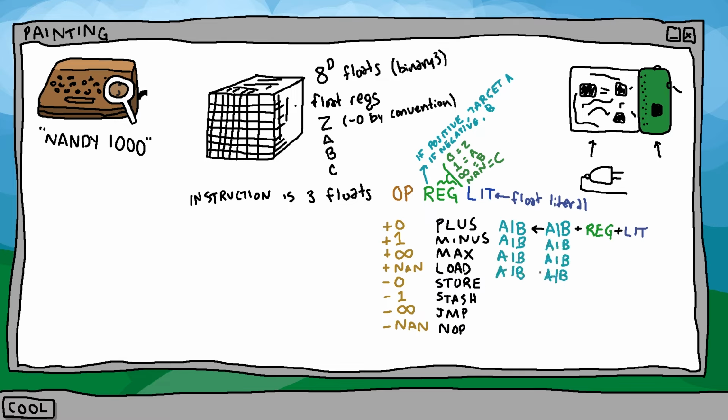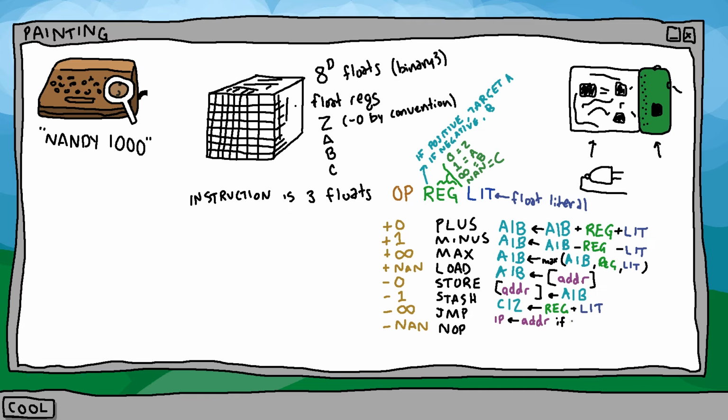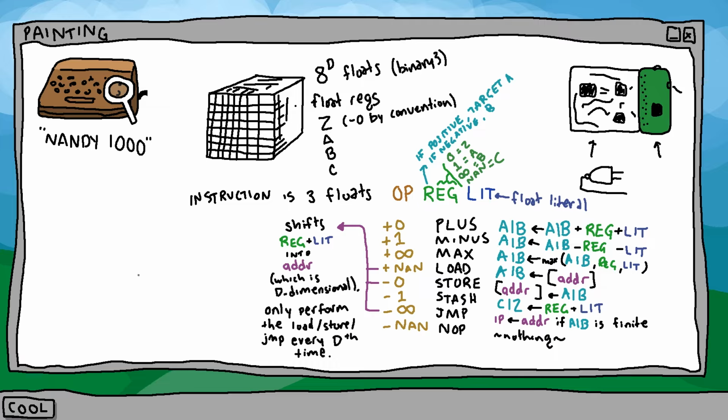You'll see that we have the plus, minus, and max functions on floating point numbers, which is nice because we know that we can use those to code up any function that we like. And there's some complexity here to deal with the fact that opcodes are so short, but you have a lot of addressable memory.